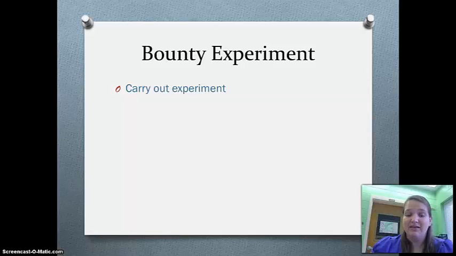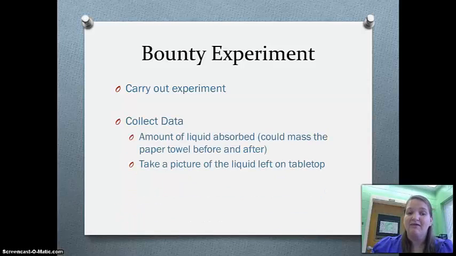Now we would carry out the experiment, which means we have to collect data. We would maybe want to know the amount of liquid that is absorbed, and we could do this by massing the paper towel both before and after it's absorbed some liquid. This would be considered quantitative data because we're actually going to use a scale and find the mass of the paper towels. We could also take a picture of the liquid that's left behind on the tabletop. This would be considered qualitative data because it's just looking at the description of what's left behind.